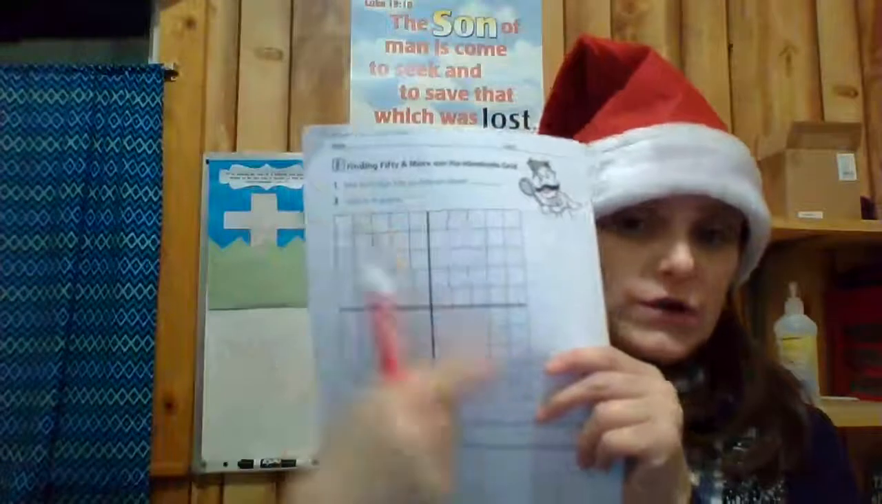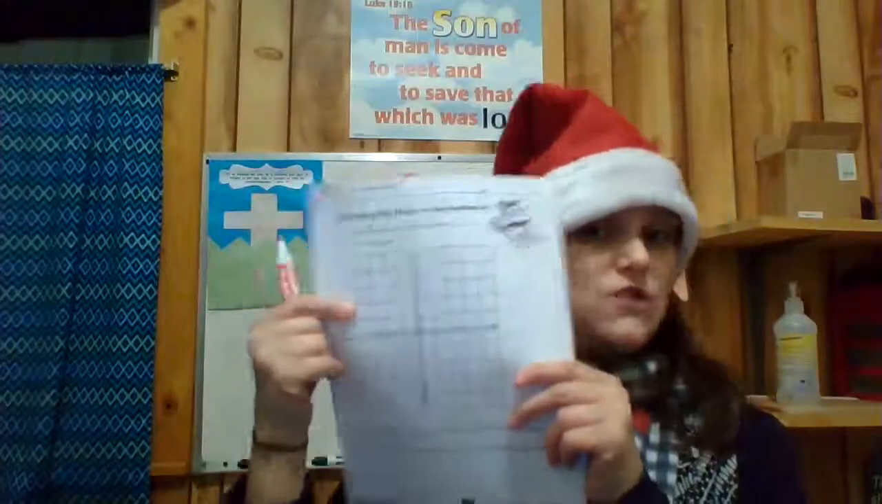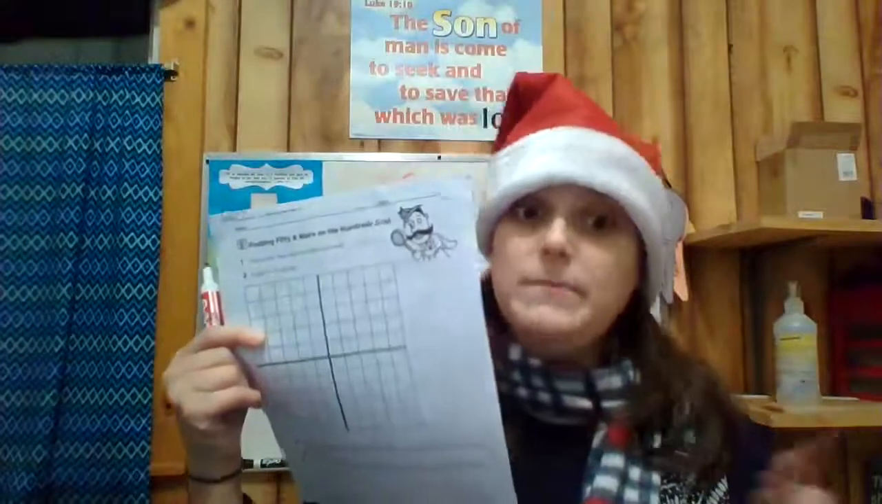Number 2 says color in 50 squares. So on your chart, you're going to color in 50 squares. I'm going to let you know that there's 100 squares on this chart. If you want to go ahead and count them, feel free to do so, but I'm just going to let you know that there's 100 squares on the chart.